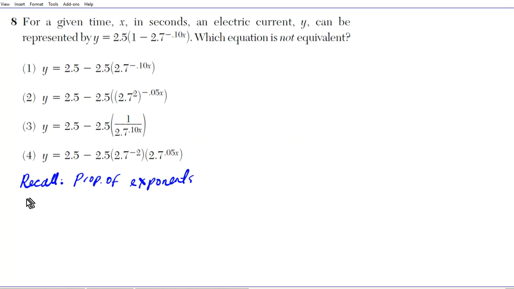The first one is the product property. What if you have the product of two exponents with identical bases? What's the rule? You basically add the exponents.